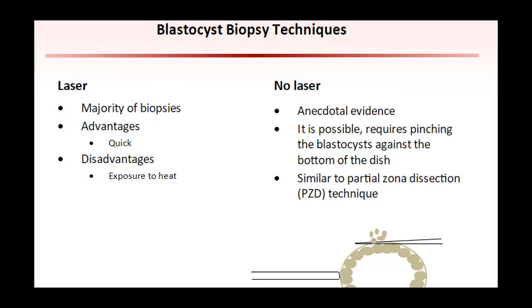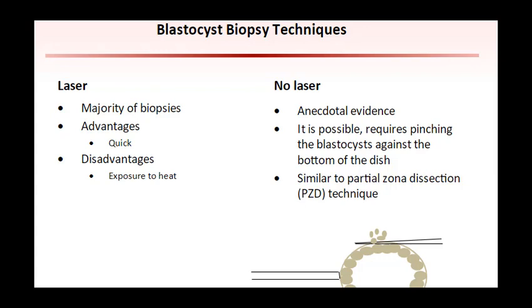One may think that a laser is needed to cut a piece of the trophectoderm, but before the advent of laser breaching, other methods were used. Cutting the trophectoderm may require pinching the blastocyst against the bottom of the dish, or it can be held in place with a micropipette while a microneedle is inserted under the zona, as shown in the drawing.